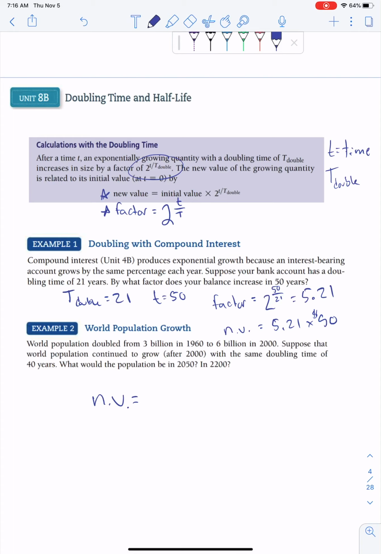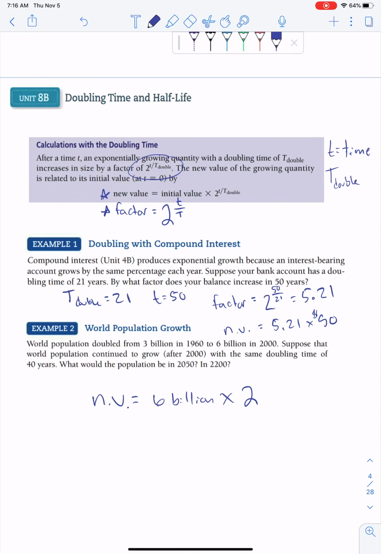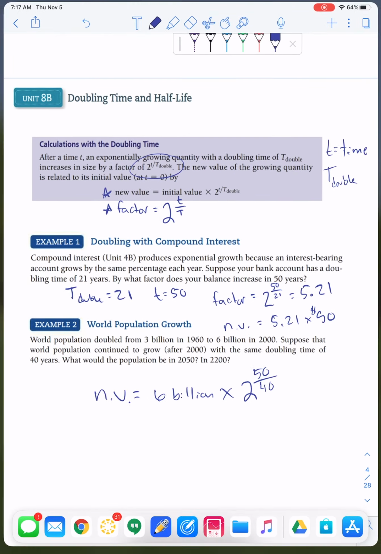So I take my initial value, which was 6 billion, and I'm going to multiply that by my doubling factor, so 2 raised to the little t. Well, I'm going from 2000 to 2050, so that 50 goes on top because I'm going up 50 years. On the bottom is going to be my doubling time, and it took 40 years to double. So I would do 6 billion times 2 raised to the 50 over 40.